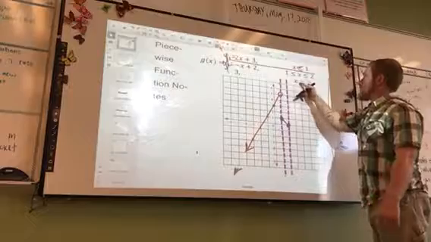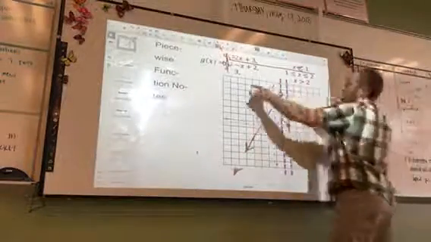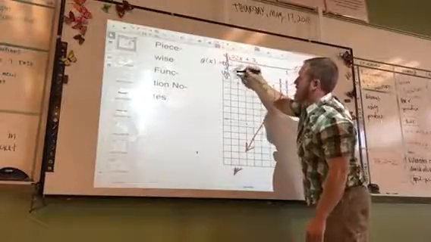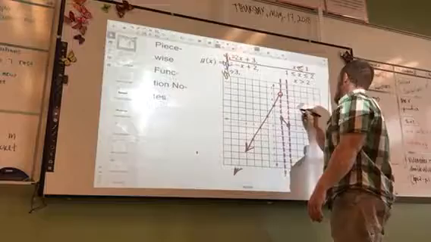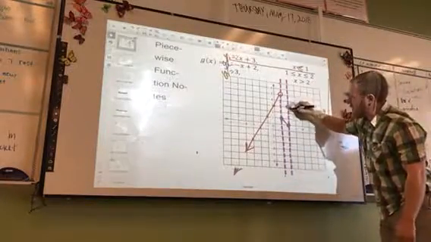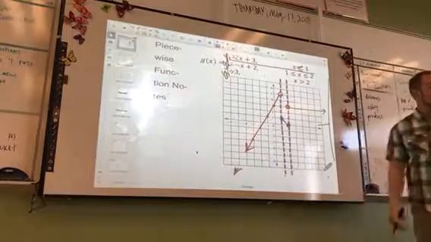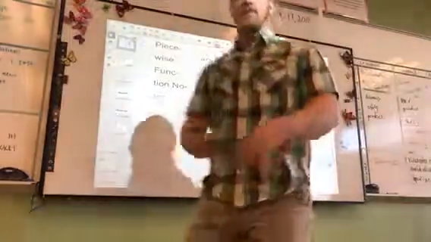From x equals 2 and greater, so from this fence over is what that's saying, I have this function here, y3 equals just 3. Y equals a number is a horizontal line, so it's from here over, and then that tells me it's an open circle. Fine, all done. I think that's good enough.